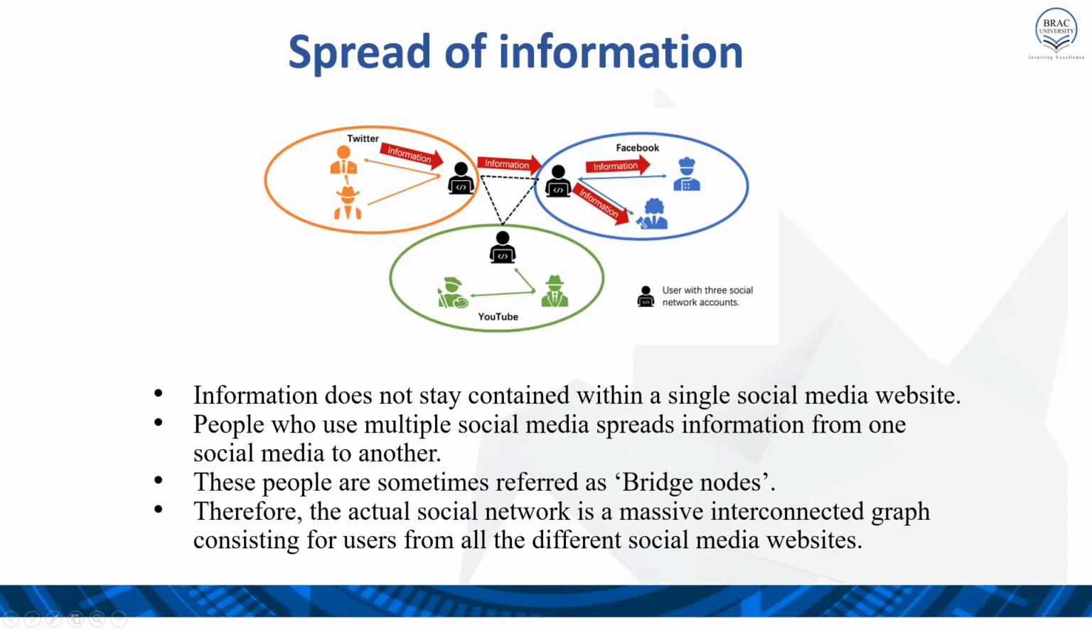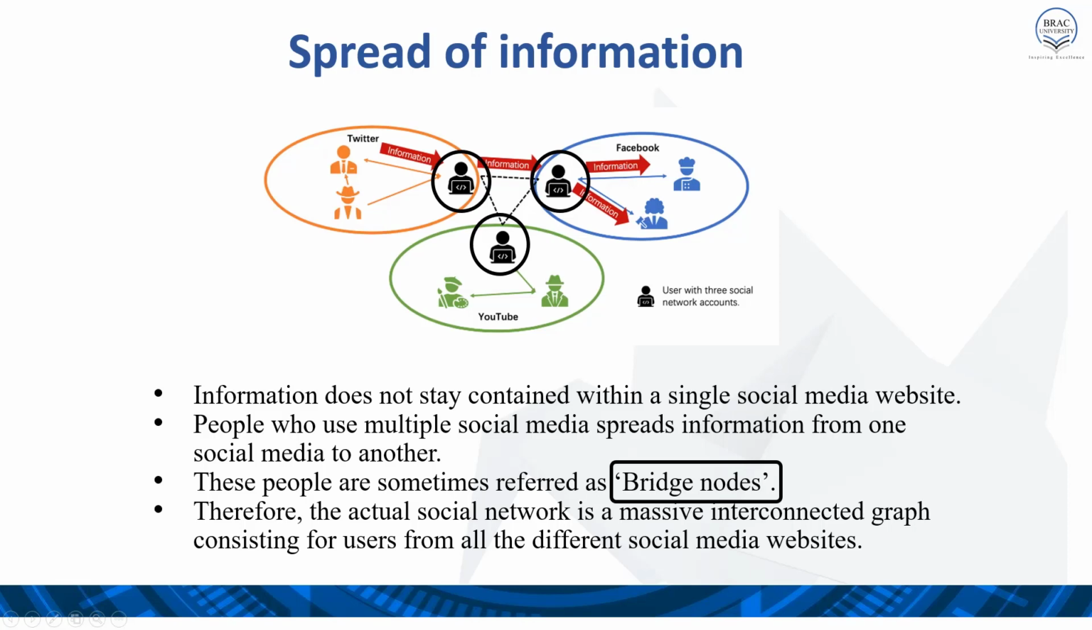There are many of us who use multiple social media networks. Even I have a Facebook account, a Twitter account, and a YouTube account. Therefore, any update that I see on Facebook, I can share that on Twitter, and in this way, I can propagate information from Facebook to Twitter. Here, in this case, I'm working as a bridge node who has accounts on multiple social media websites and can propagate information from one social network to another.